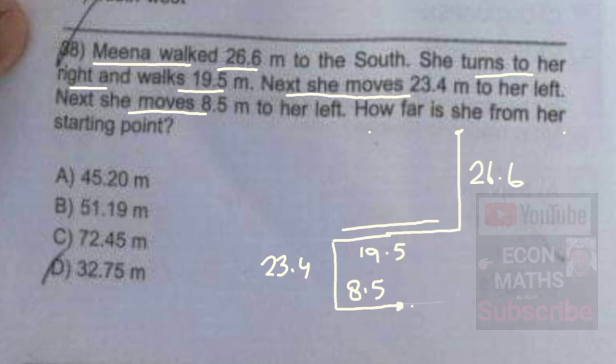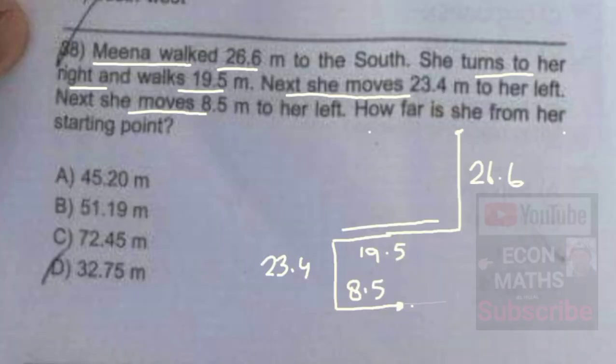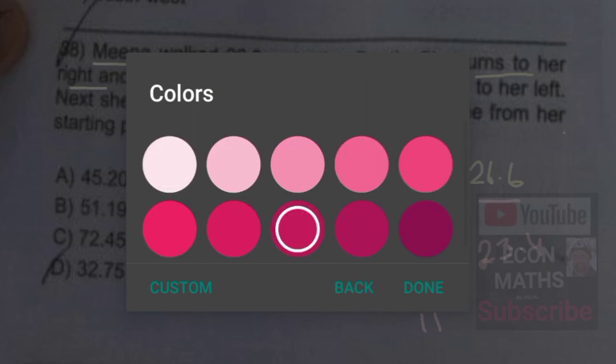So this length would be 19.5 minus 8.5. So this is 11. Okay. Here we have 26.6. Here we have 23.4. So this length is also 23.4. Okay. Let me change the color again.